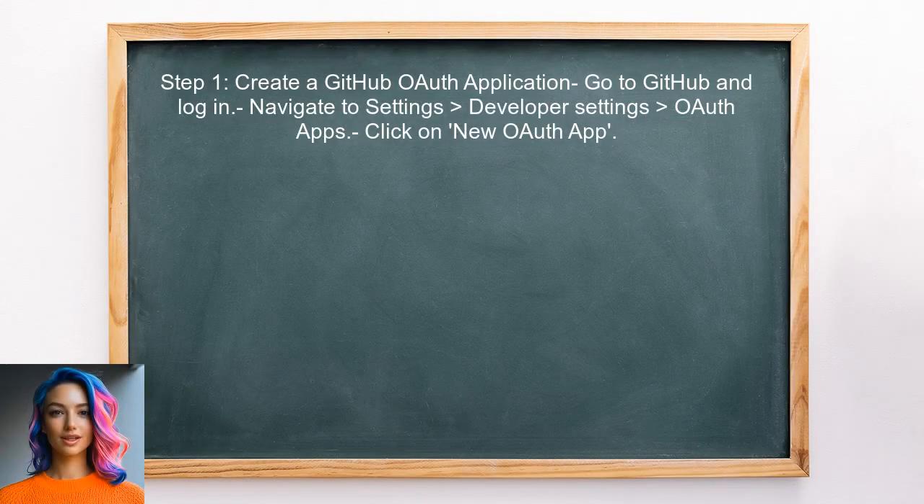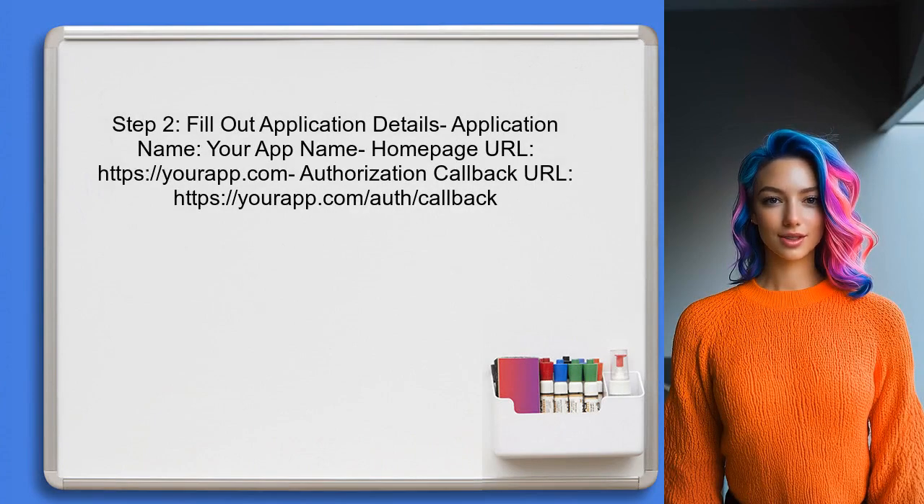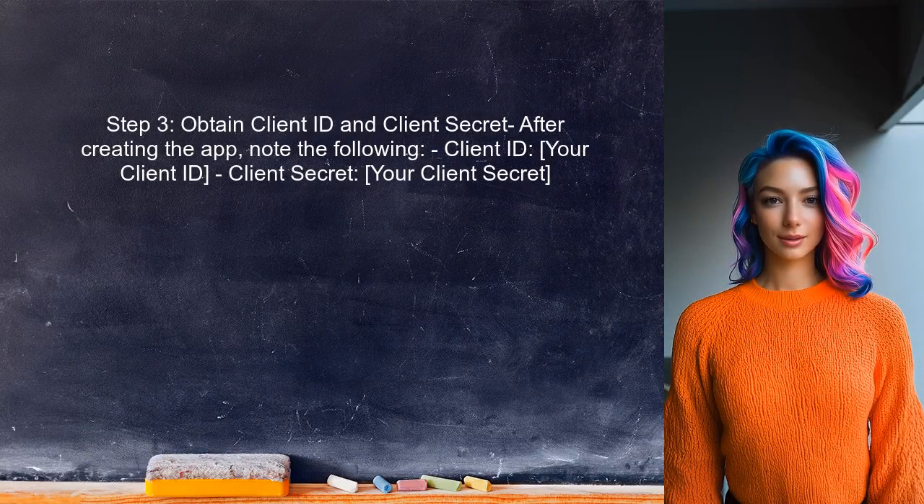To integrate GitHub as an identity provider with AWS Cognito, the user should first create a new OAuth application in their GitHub account. This is essential for obtaining the necessary credentials. Next, the user needs to fill out the application details. They should provide a name, homepage URL, and the authorization callback URL, which is crucial for the integration. After creating the application, the user will receive a client ID and client secret. These credentials are necessary for configuring AWS Cognito.